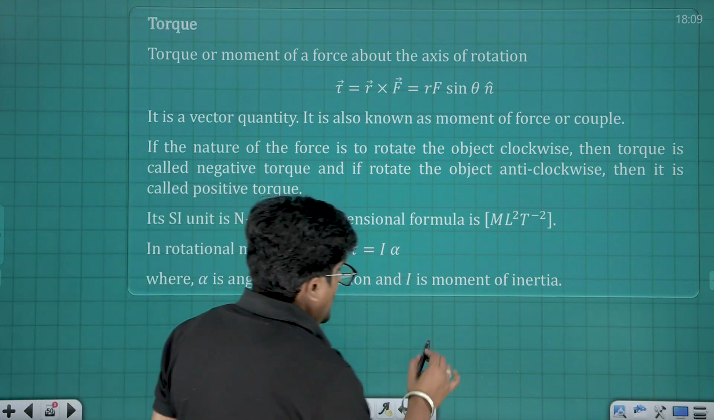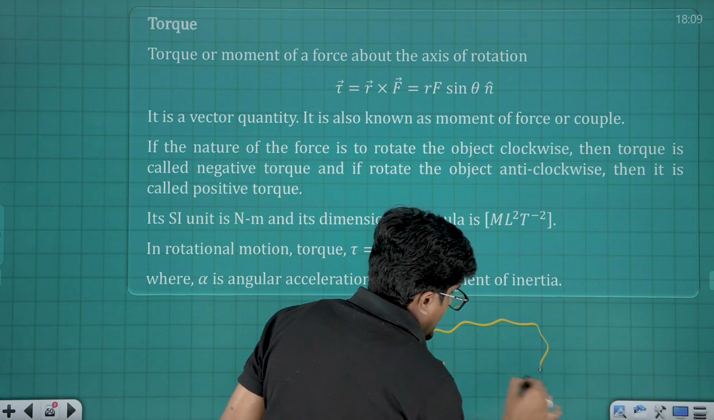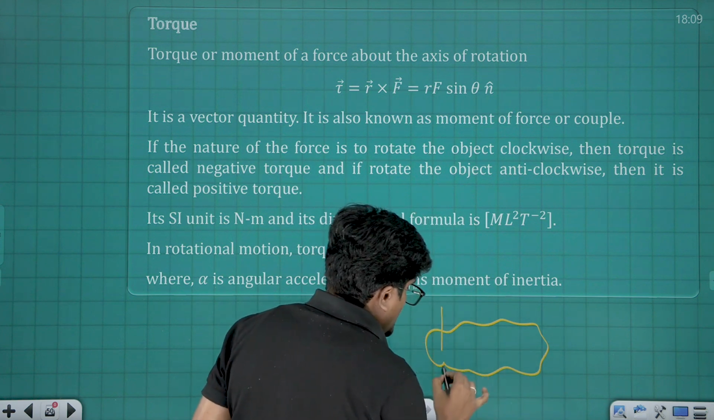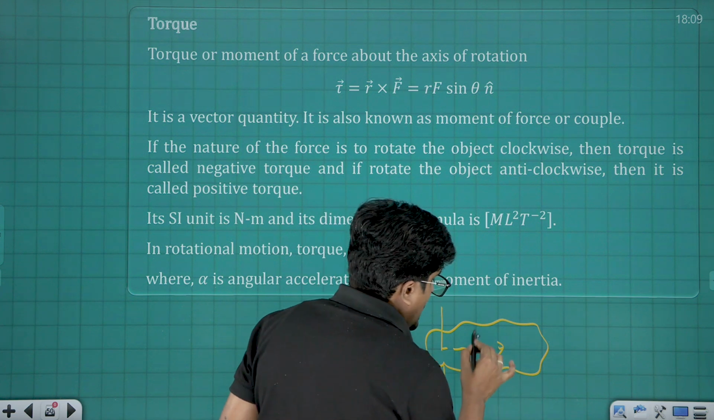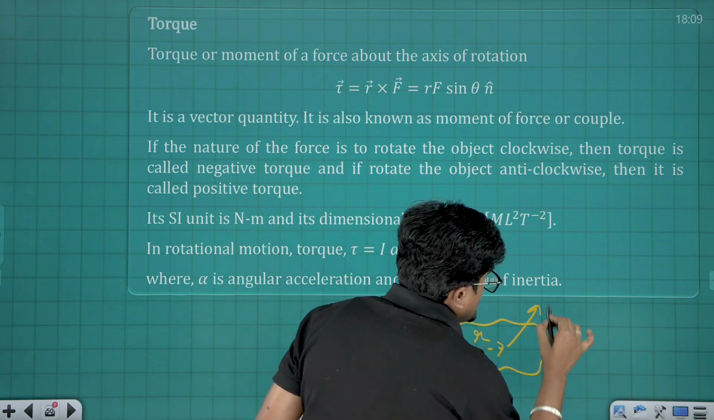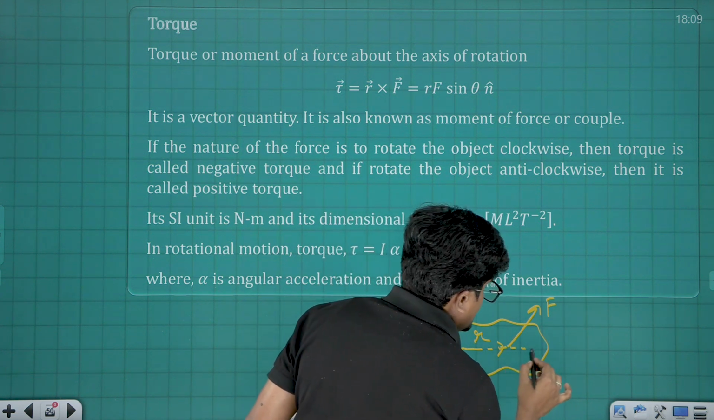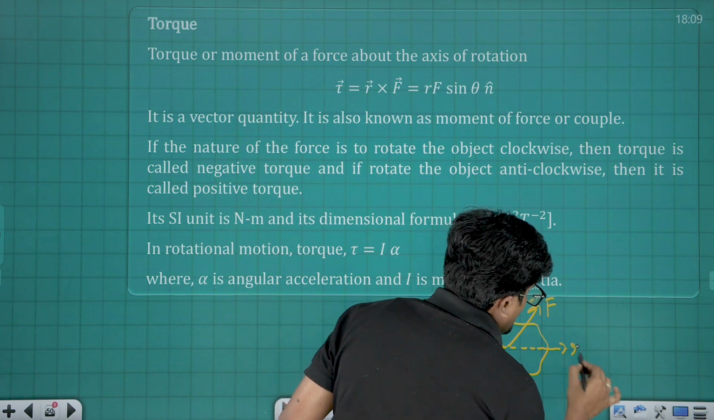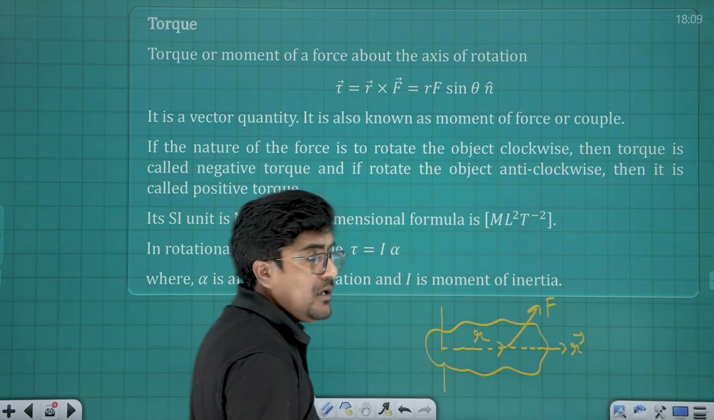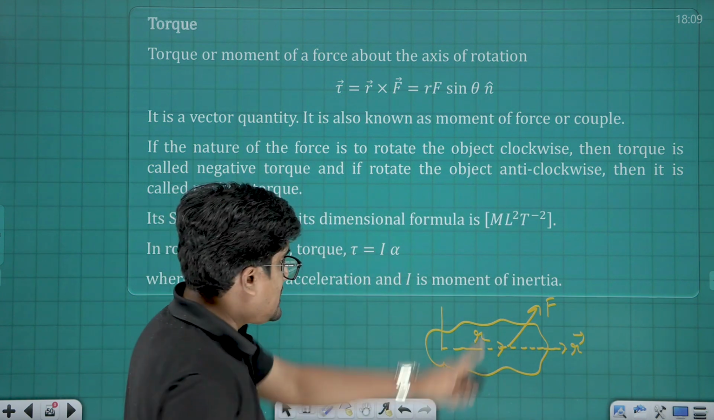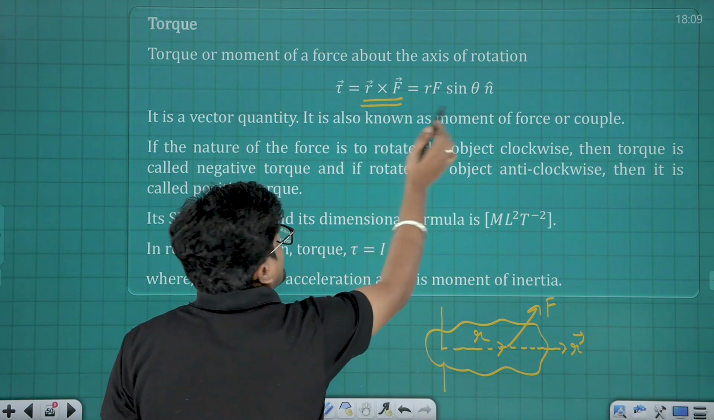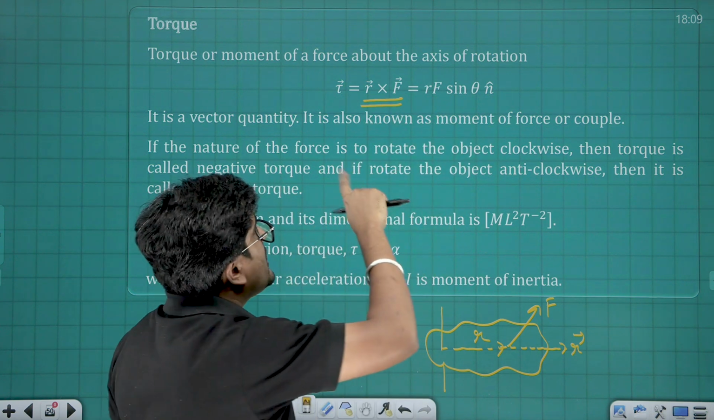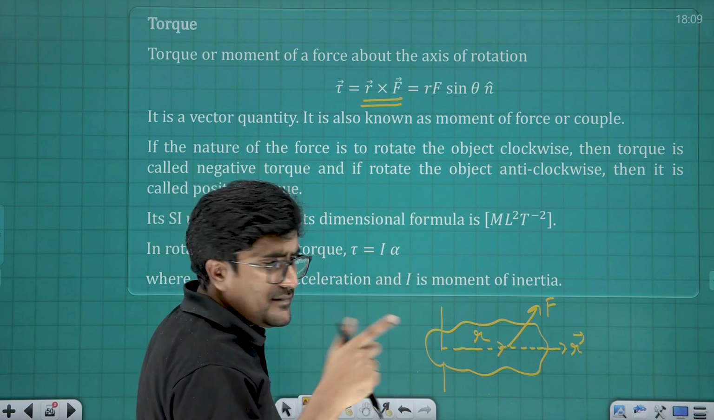Let this be a particular rigid body, and let this be the axis of rotation. At this particular position, say r, let a force F be acting like this. Here this is the direction of the position vector, and here this is F. Now the torque experienced by this rigid body is going to be r cross F, and that can be written as r F sin theta n cap.